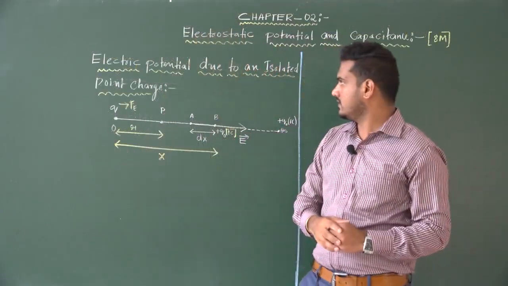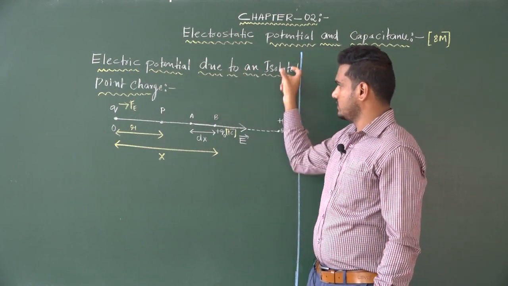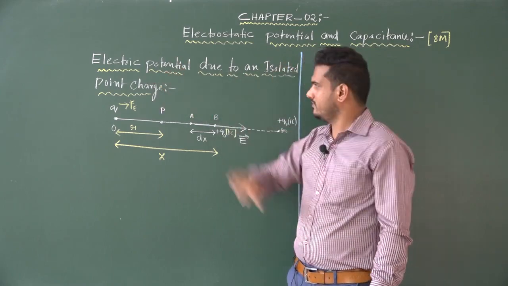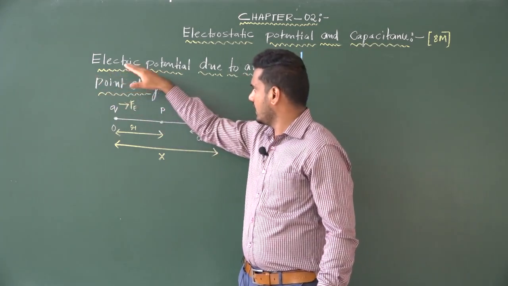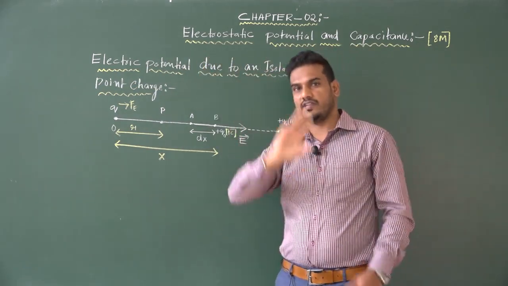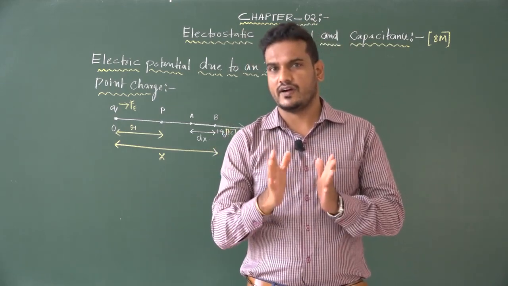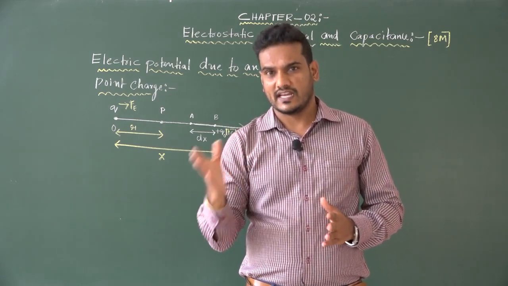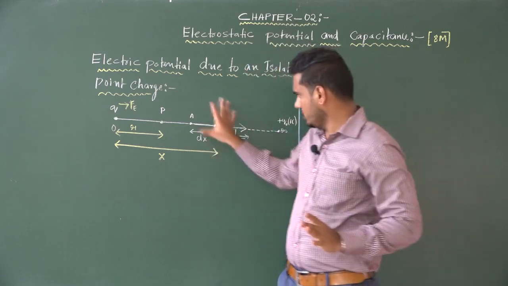The next concept is a derivation: electric potential due to an isolated point charge, or simply a point charge, both are the same. The question will be like this: derive an expression for electric potential due to an isolated point charge, for 3 marks. So here our intention is to find the electric potential at any point in an electric field due to an isolated point charge. So look at the diagram.